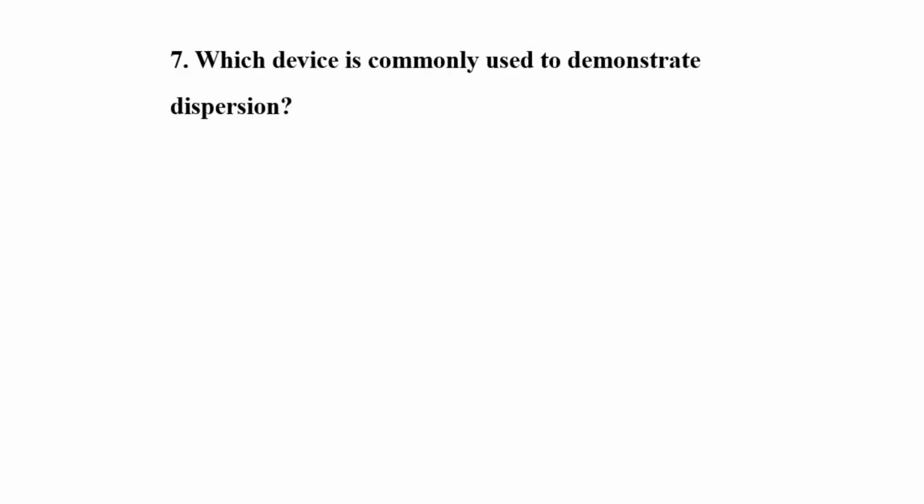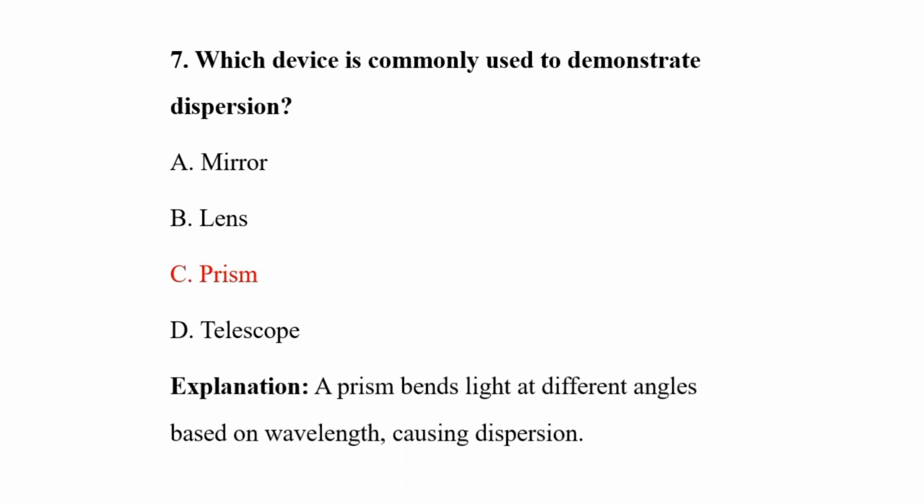Question number 7. Which device is commonly used to demonstrate dispersion? A. Mirror. B. Lens. C. Prism. D. Telescope. The answer is prism. A prism bends light at different angles based on wavelengths, causing dispersion.